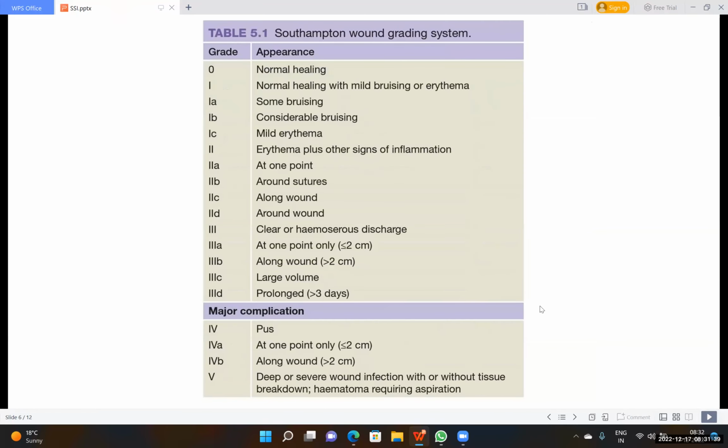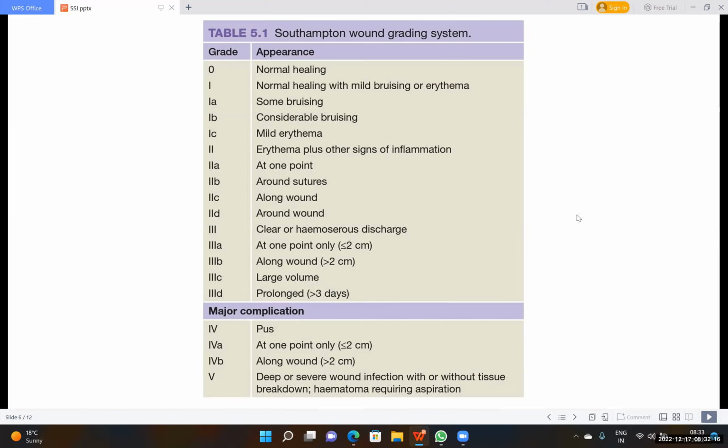This is the Southampton wound grading system. It grades the wound into 5 categories. For normal healing, we give 0. If there is some bruising, or considerable bruising, or there is erythema, then grade 1. Grade 2 is erythema with other signs of inflammation, like at one point around the suture line, or along the wound, or completely covering around the wound.